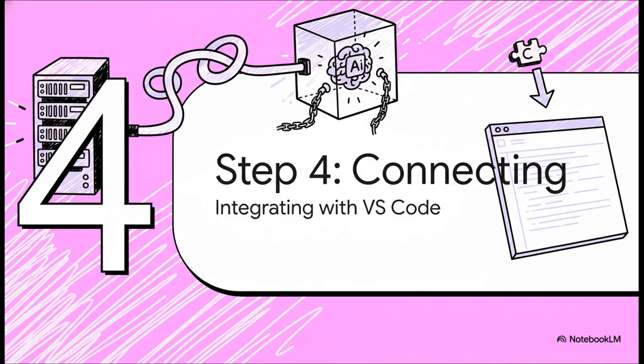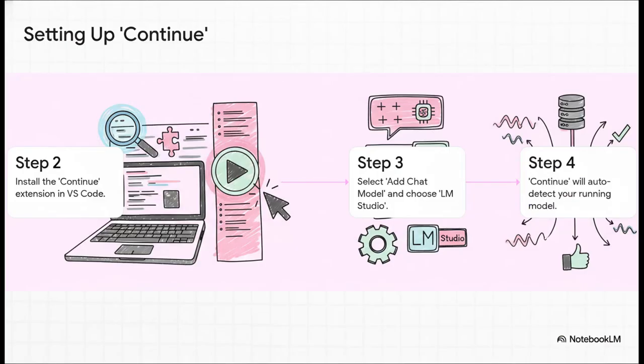So our AI is up and running, which is great, but right now it's kind of trapped inside LM Studio. The next big step is to connect it to where we actually do our work, VS Code. And we're going to do that with that awesome free extension I mentioned earlier called Continue. Okay, let's get this connected. Pop open VS Code, head over to the Extensions panel, and just search for Continue. Go ahead and install it.